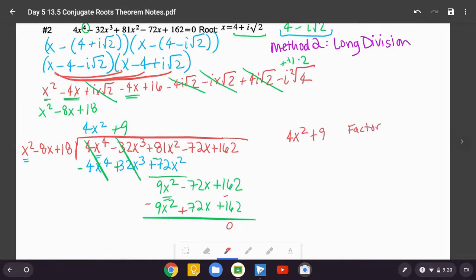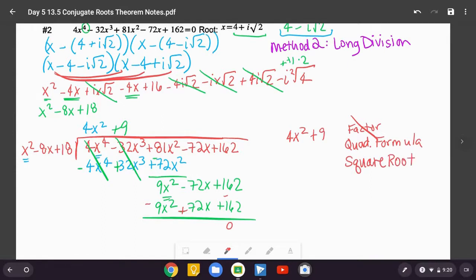This is almost factorable. It's not a difference of 2 squares, though. It's a sum of 2 squares, so that doesn't work. We could do quadratic formula, but I always like to say keep quadratic formula as the last resort because that one takes the longest. Our last thing is square root method.